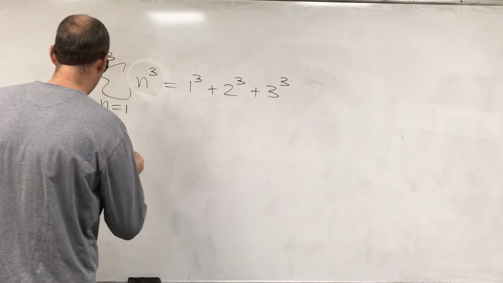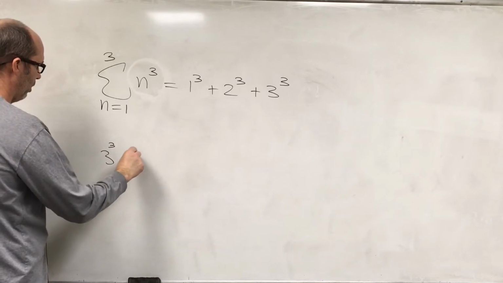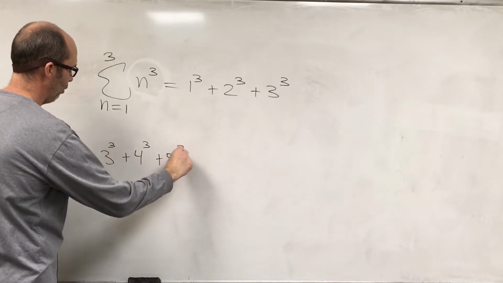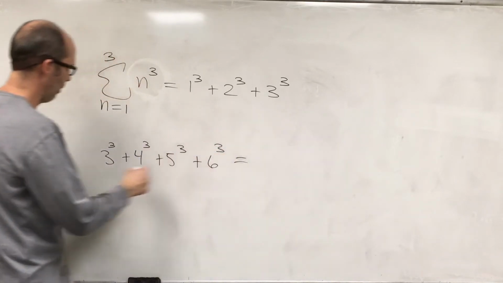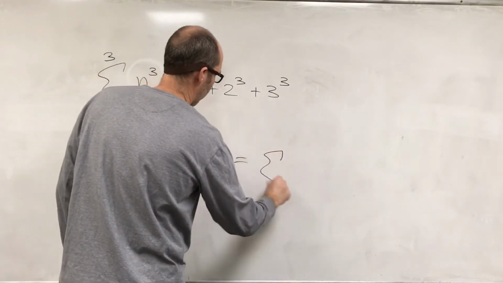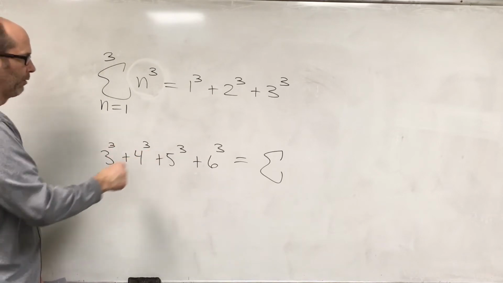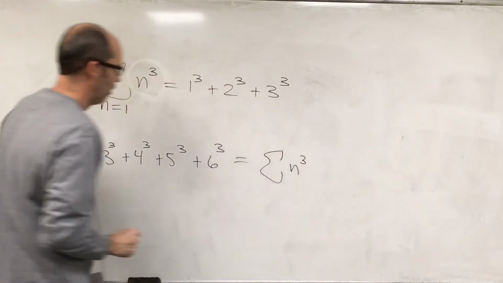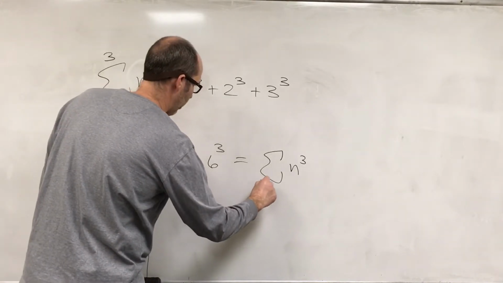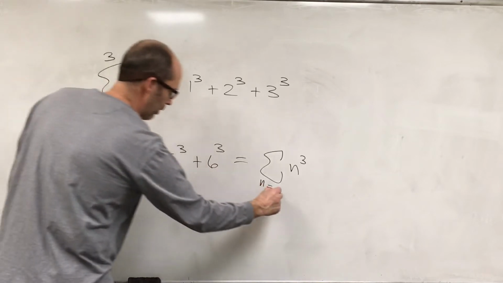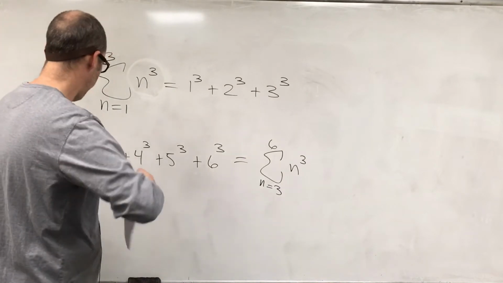Similarly, let's do another one. Let's say 3 cubed plus 4 cubed plus 5 cubed plus 6 cubed. This is a sum; we're adding all these things up. What's the formula first? The formula we're using is n cubed, and we start at 3 and end at 6. So n equals 3 is our start, and 6 is our stop. That's how that notation works.